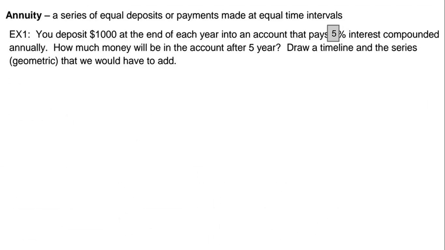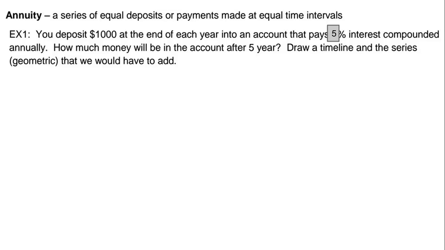So we're going to look at a question. I just changed that because I made a mistake in the answer. I read it as 5, but it was 6 in the note, so I just changed that to a 5 there. You deposit $1,000 at the end of each year into an account that pays 5% interest compounded annually. How much money will be in the account after 5 years?